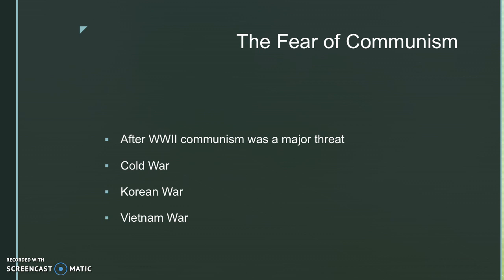The first major foreign affair that the U.S. was involved with after the Truman Doctrine was the Korean War. Korea was split into North and South. The North was communist, backed by the Soviets, and we supported the South.